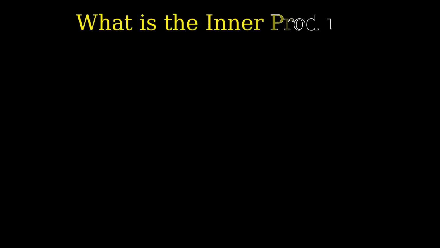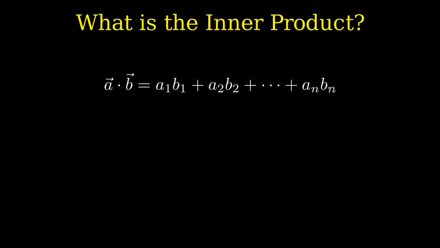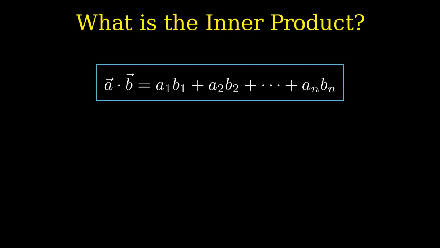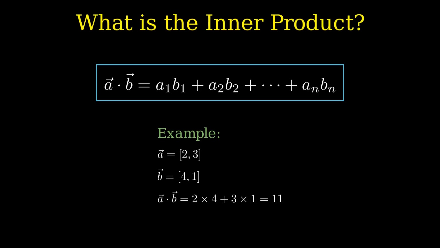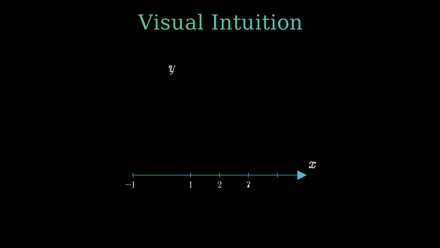The inner product, also called the dot product, is one of the most important operations in linear algebra. It takes two vectors and produces a single number, also called a scalar. Let's see what this means visually. Let's build intuition by visualizing vectors.